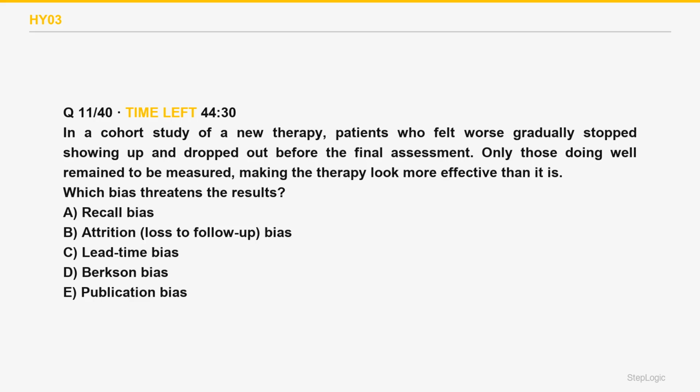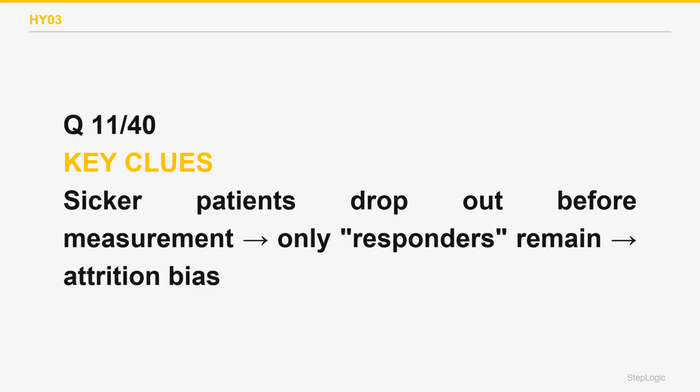Which bias threatens the results? In a cohort study of a new therapy, patients who felt worse gradually stopped showing up and dropped out before the final assessment. Only those doing well remain to be measured, making the therapy look more effective than it is. Read the command: the bias from selective dropout. Those doing poorly leave, skewing the remaining sample.